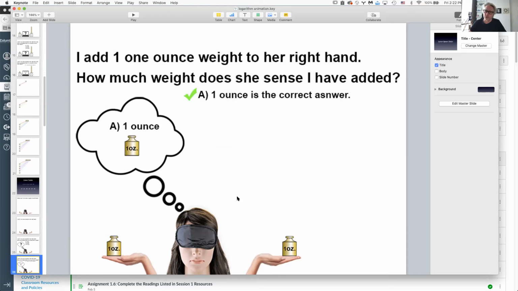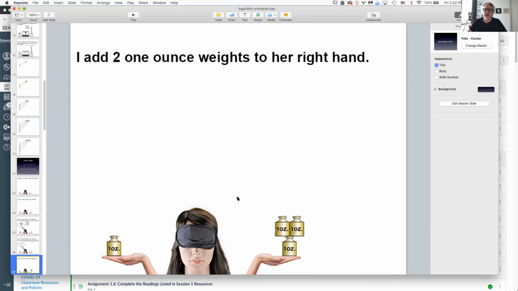However, this is where things are going to get tricky. Now, instead of adding another weight, I'm going to add 2 ounces to her right side. And so again, the question is not, does she know that there's more weight on this side than this side? She does. The question is, does she feel like these 2 ounces are the same as the original 1 ounce weight? In other words, does she feel like I've just doubled the weight on this side? Does she see these 2 ounces as being the same as the original 1 ounce of weight? What is your guess?